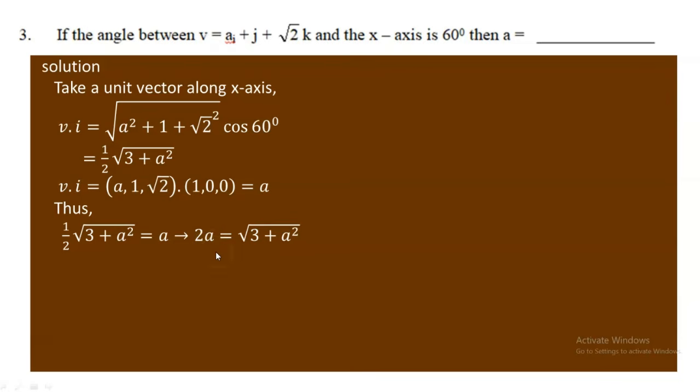Now squaring both sides, what can come is 4a squared equals 3 plus a squared. Now move this a squared to the left, it's going to be 3a squared equals 3. So dividing both sides by 3, you will have a squared to be 1. So the possible values of a can be either positive 1 or minus 1. So you do have two options for a. This is how you can determine a, right?